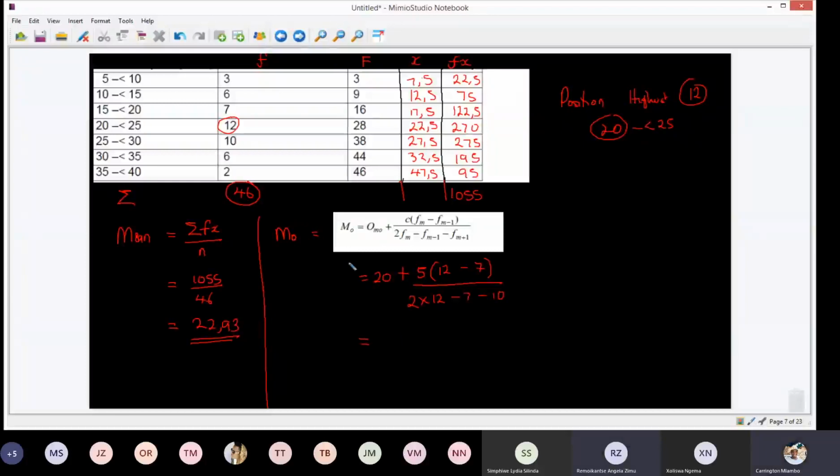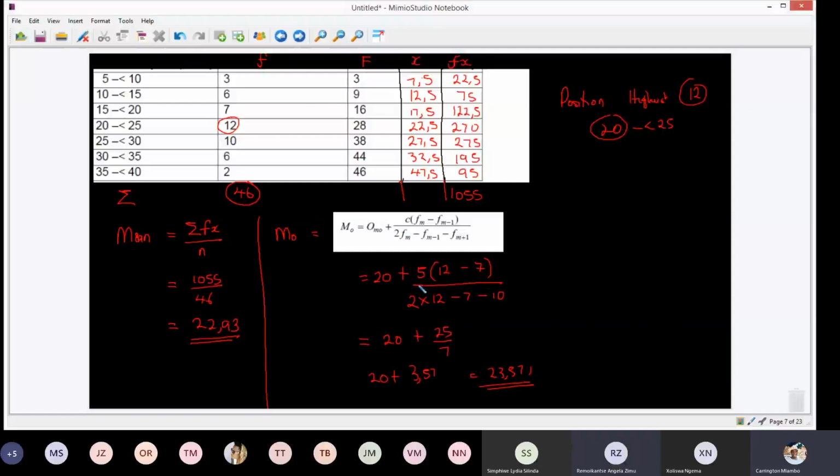Then I get 20 plus 25 over 7. So it's 20 plus 3.571, and the final answer is 23.571. Done, that's correct. Okay, we are done with the mode.